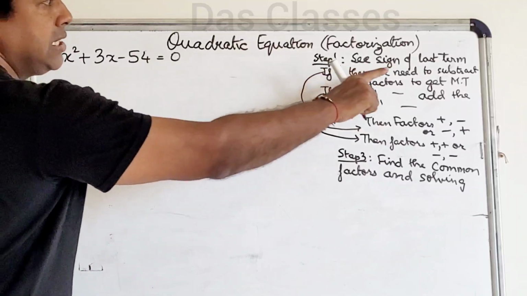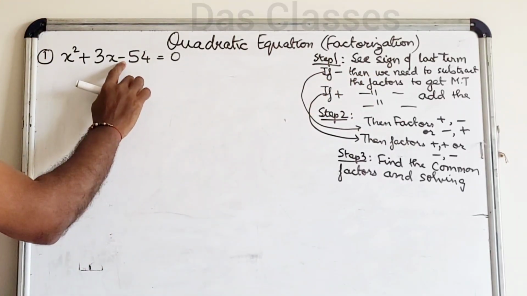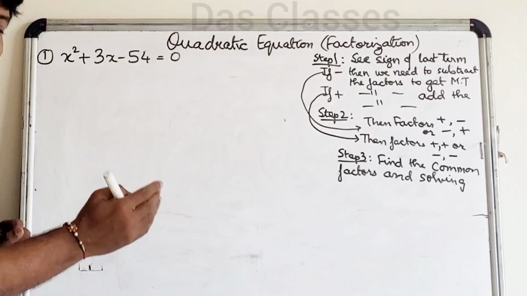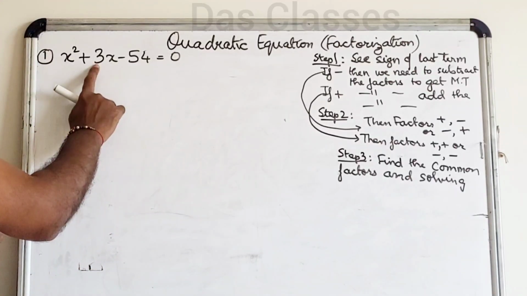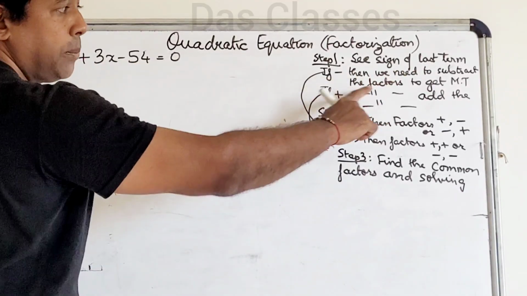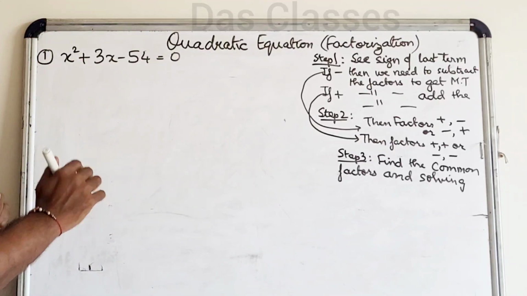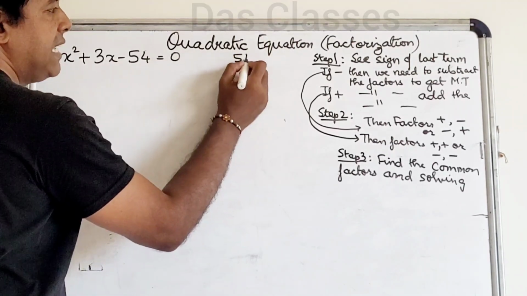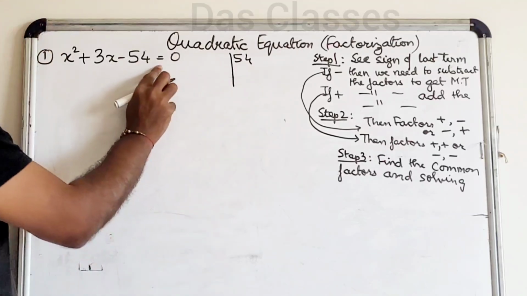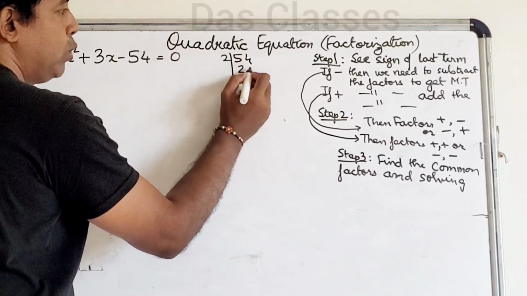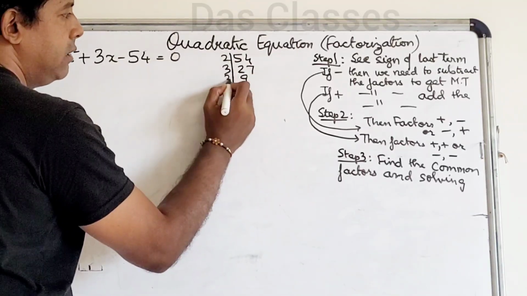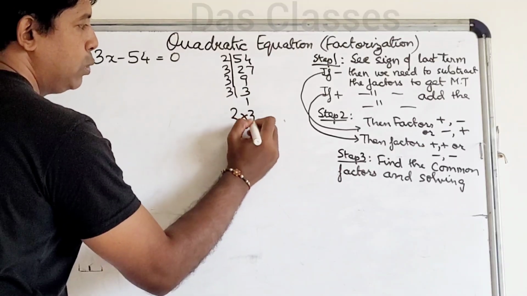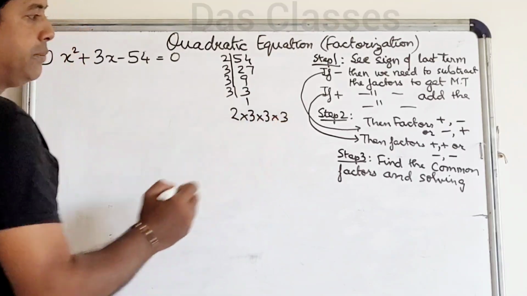Now first, see the sign of the last term. Our last term sign is minus. So whatever factors we take, we have to subtract to get the middle term. If minus, then we need to subtract the factors to get the middle term. So what are the factors? To know it, we need to factorize the last number. 54: 2 27s are, 3 9s are, 3 3s are, 3 1s are. So these are the factors, 2 into 3 into 3 into 3.